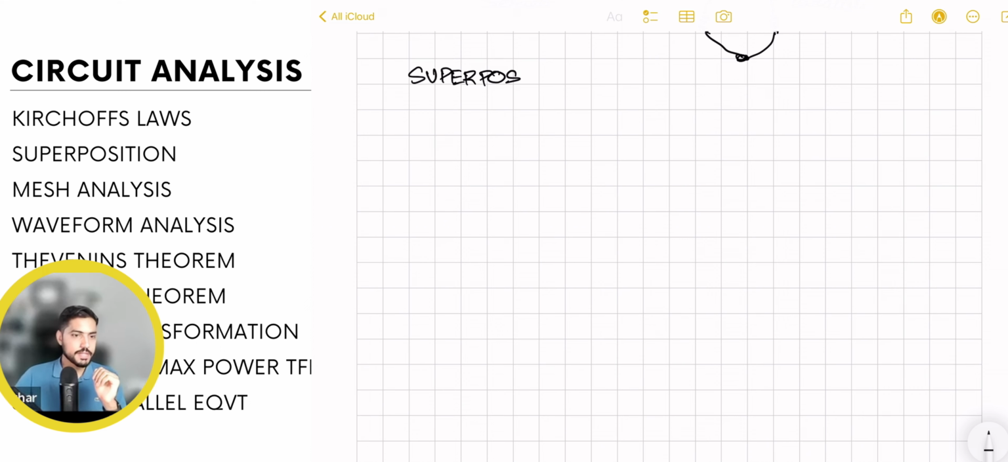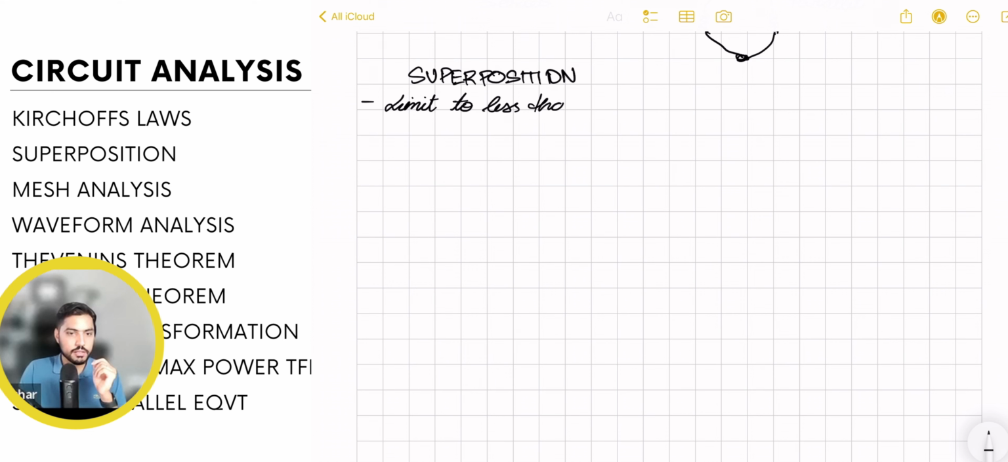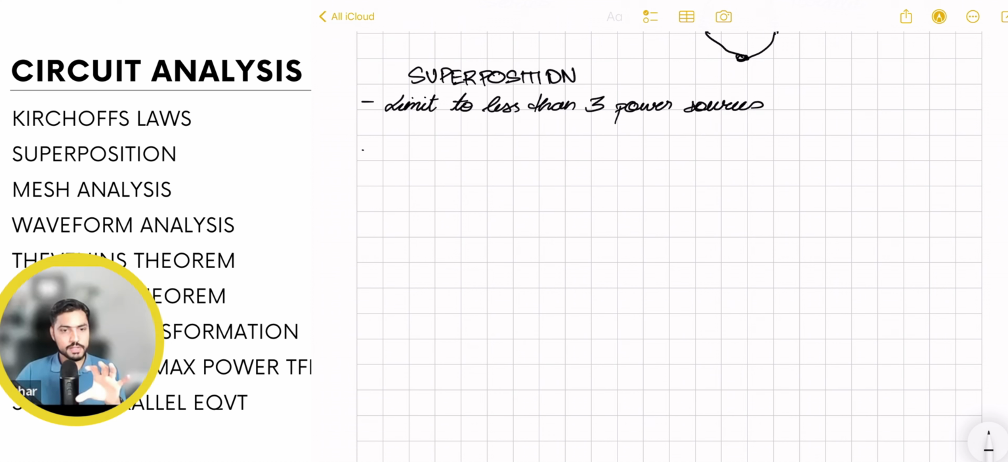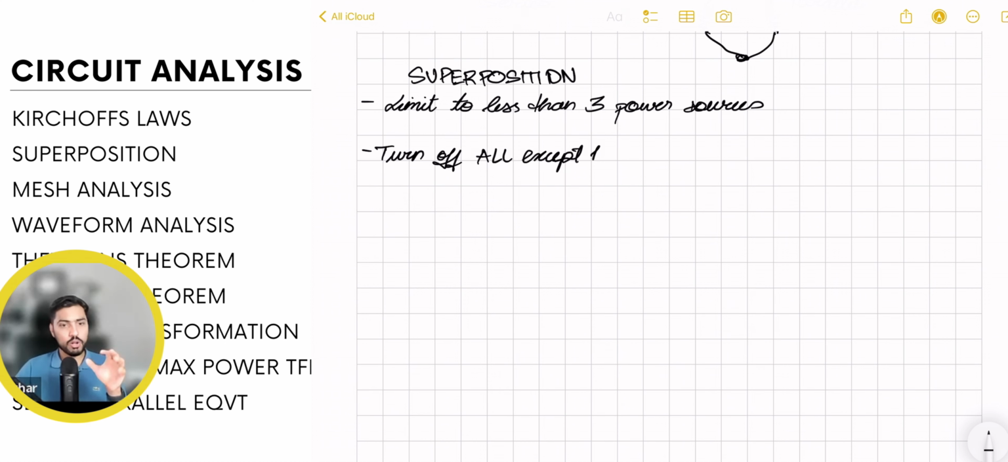Superposition, although it's not explicitly mentioned in the reference handbook or in the exam specification, is a very handy technique when you have less than 3 power sources, okay? My recommendation to students is always to limit the superposition technique to circuits with less than 3 power sources, because when you end up having 3 or more power sources, you basically have to solve 3 or more circuits.